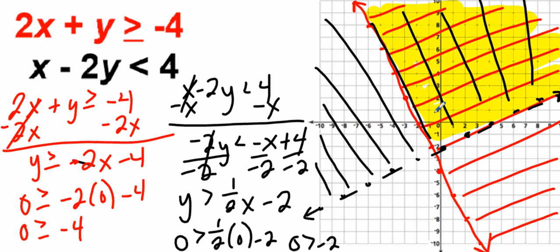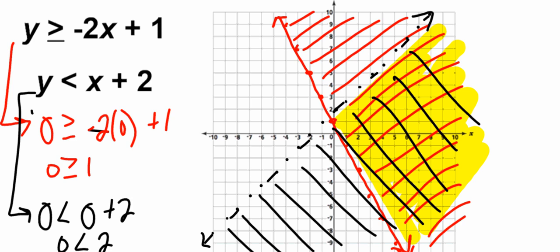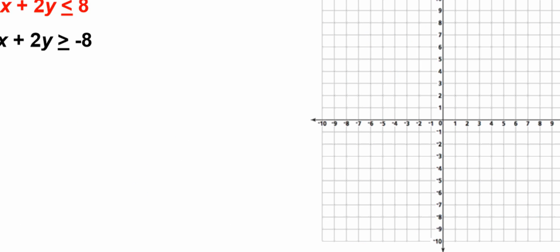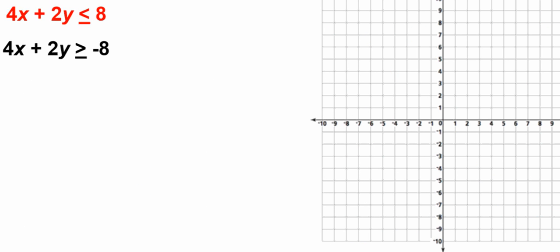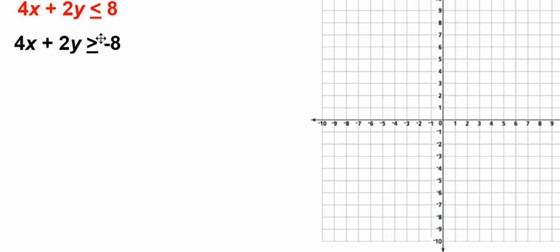There are 2 more examples, so I recommend going ahead and pausing and going over each one and doing the examples on your own and then seeing if it's correct. The next example is 4x plus 2y is less than or equal to 8, and 4x plus 2y is greater than or equal to negative 8. So you're going to go ahead and pause the video, solve it out, and then check your answers.